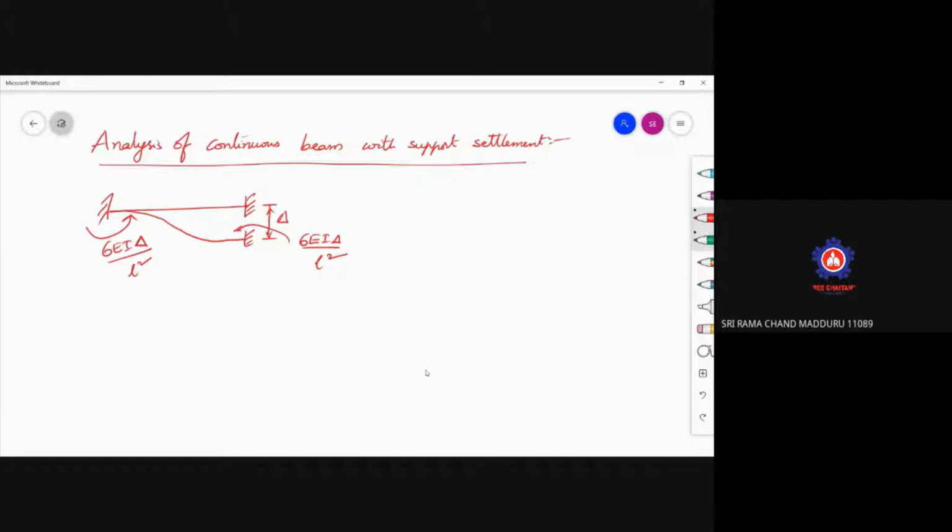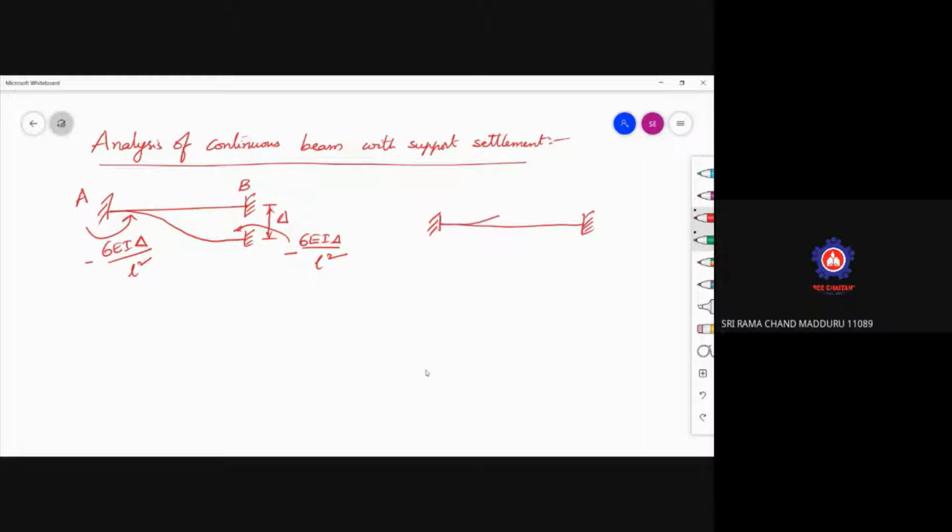So you can observe here when the support settlement is happening with respect to left support, when the downward support B is coming down, then you can observe anti-clockwise direction. The fixed moments are developed. So when this anti-clockwise is there, you can give a sign convention of negative. As per moment distribution method, the sign convention is anti-clockwise is negative, clockwise is positive.